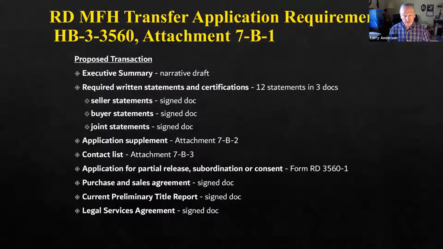So there's all sorts of information in the handbook, in Handbook 3, Chapter 7, and this is all laid out in Exhibit B1 that gets into a lot more detail. But that's how you start off. You're going to tell your story in your executive summary. People are going to make statements and commitments, the seller and the buyer, and the joint statement about where the property is.